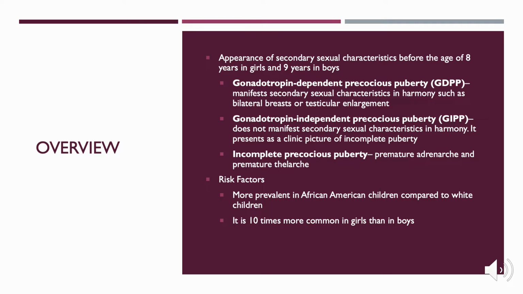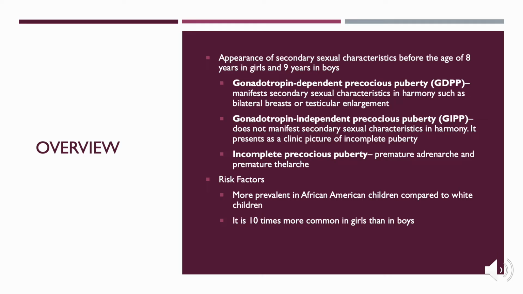First, you have gonadotropin-dependent precocious puberty, or GDPP. Usually this is an idiopathic cause, but can also be caused by central nervous system abnormalities. This is when you manifest secondary sexual characteristics in harmony, so you have multiple symptoms presenting at one time.